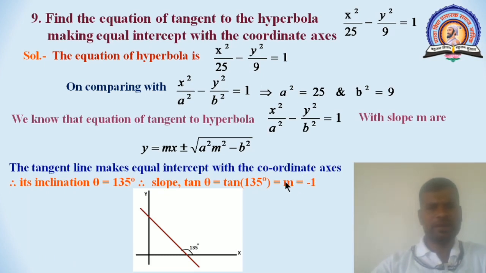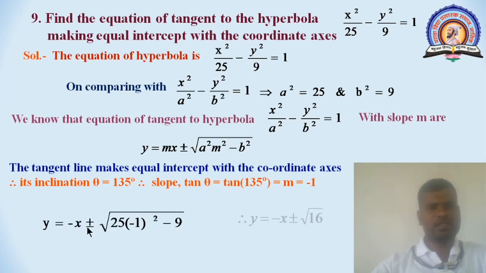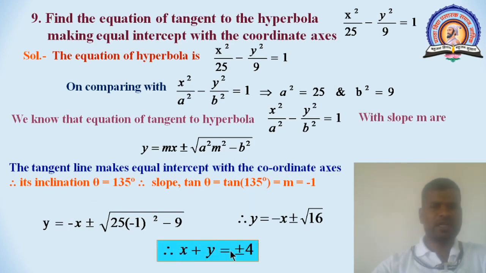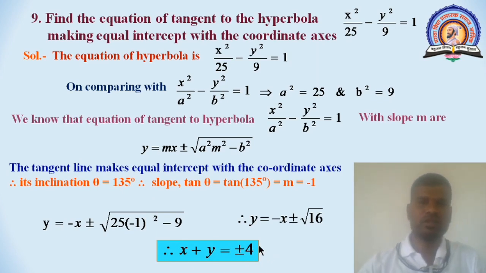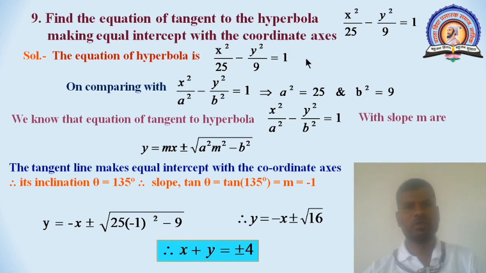Put that value of m in this equation, we'll get the equation of tangent y is equal to minus x, because the value of m is minus 1, plus or minus under root of 25 into minus 1 square minus 9. On simplifying, we will get x plus y is equal to plus or minus 4 is the required equation of tangent to the given hyperbola, making an equal intercept with the coordinate axis.